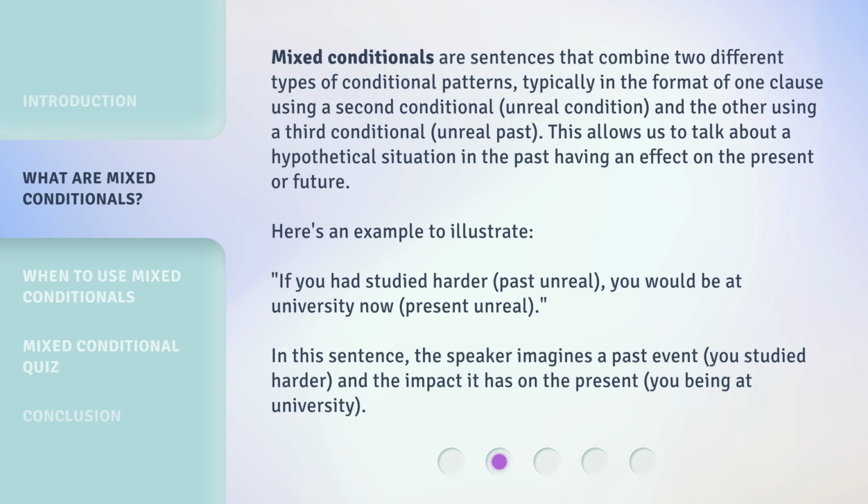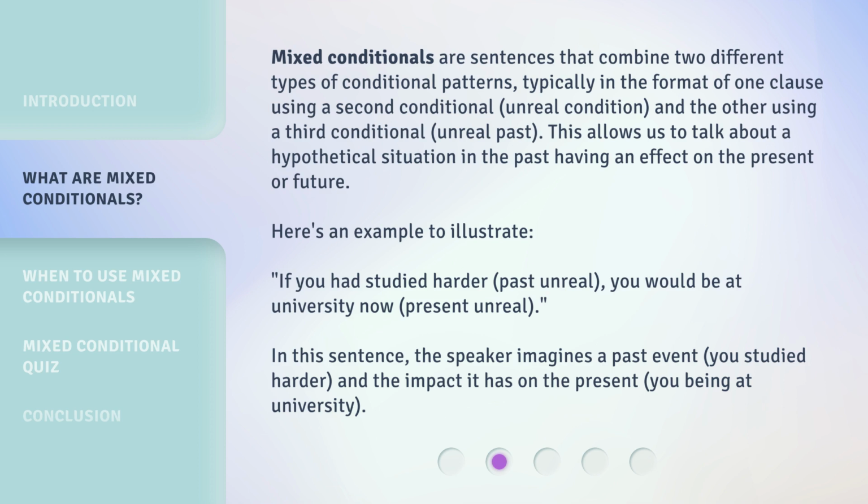Mixed conditionals are sentences that combine two different types of conditional patterns, typically in the format of one clause using a second conditional, unreal condition, and the other using a third conditional, unreal past. This allows us to talk about a hypothetical situation in the past having an effect on the present or future.